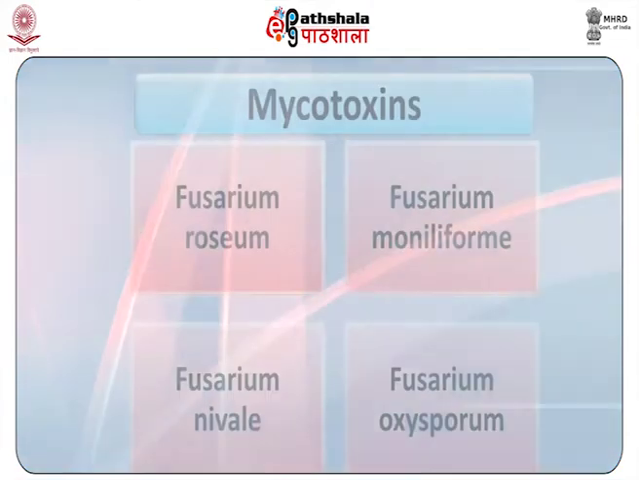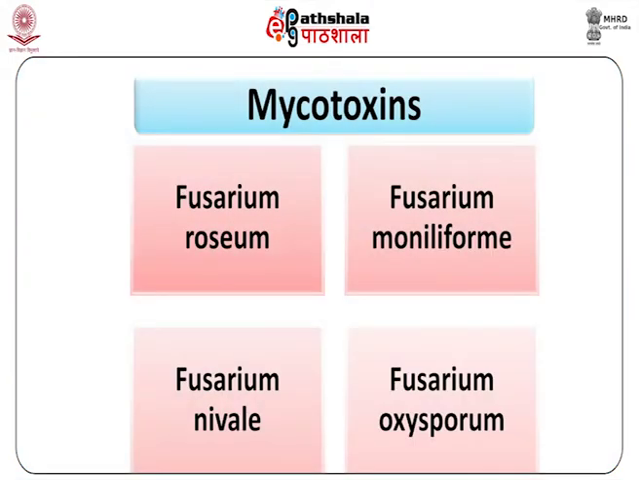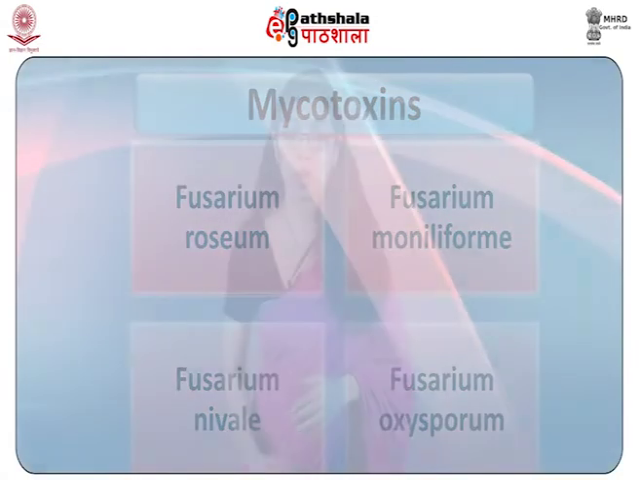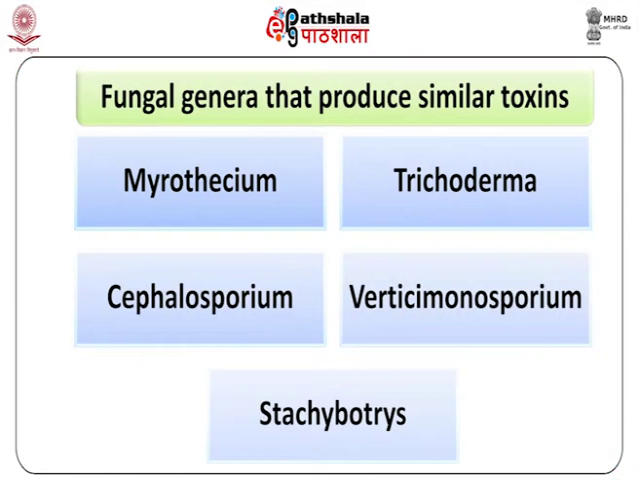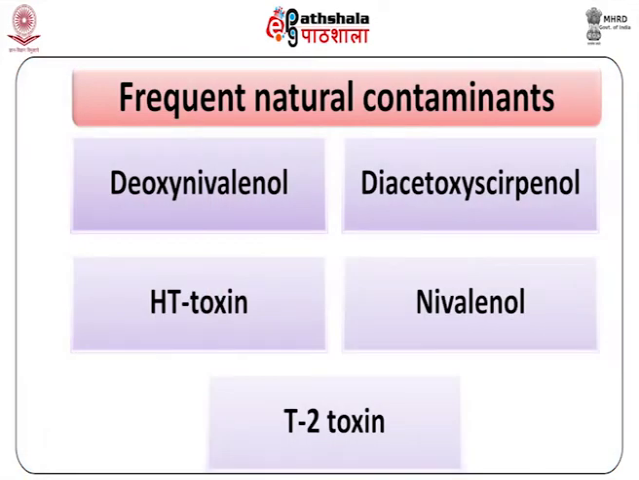Next are the trichothecenes. These mycotoxins are produced by Fusarium roseum, F. moniliforme, F. nivale and F. oxysporum. Other fungal genera that produce similar toxins include Myrothecium, Trichoderma, Cephalosporium, Verticimonosporium and Stachybotrys. Over 100 trichothecenes have been identified. The most frequent natural contaminants are deoxynivalenol, diacetoxyscirpenol, HT toxin, nivalenol, and the T2 toxin.